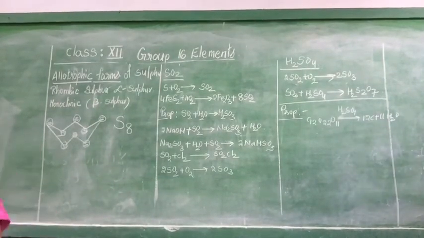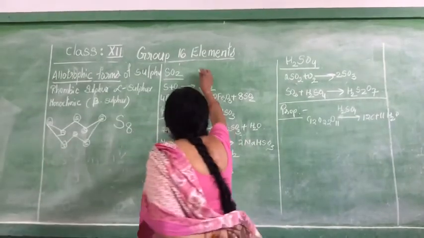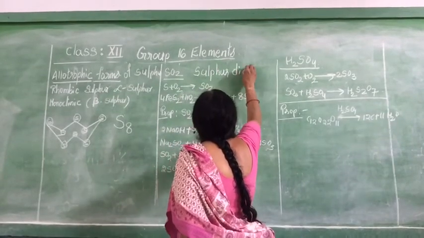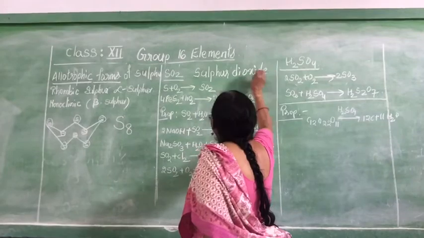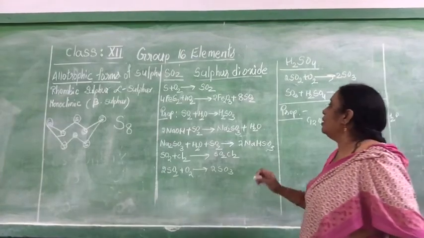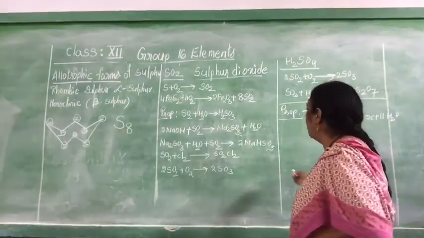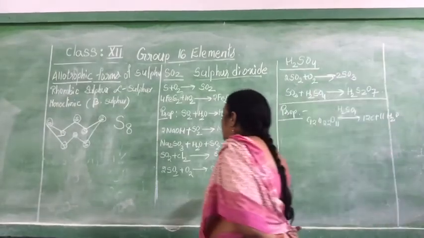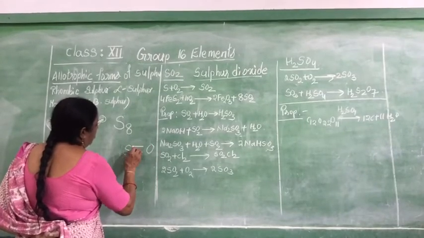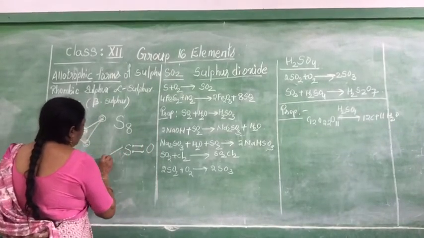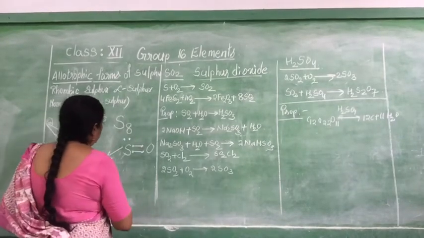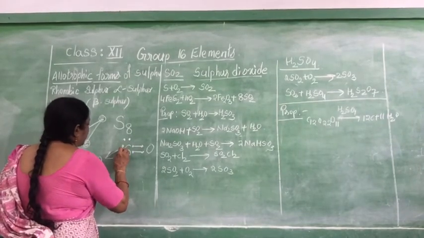Now preparation of sulfur dioxide. Sulfur dioxide has the molecular formula SO2, and in sulfur dioxide one coordinate bond is there. Now look at the structure of sulfur dioxide. Sulfur and oxygen have a double covalent bond. And sulfur and the second oxygen have what kind of bond? Coordinate. 1, 2, 3, 4, 5, 6, 7, 8.